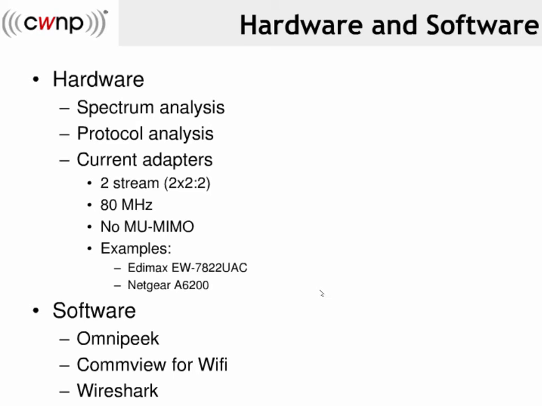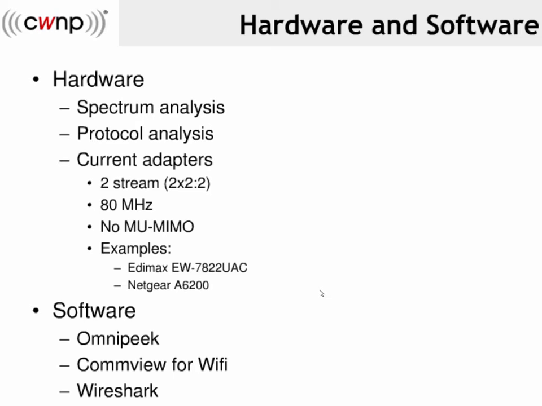Now, I've chosen these two on purpose because we still have the exact same issue today that we've always had in the past when getting adapters for doing protocol analysis. And that is that some adapters are better than others. The Edimax EW-7822UAC is better than the NETGEAR A6200. Even though both of them support 80 megahertz, both of them are 2x2x2, still we need the better features of the Edimax. So what it comes down to is the drivers and the chipset and what can be done with the software.